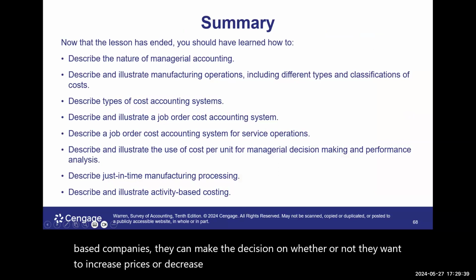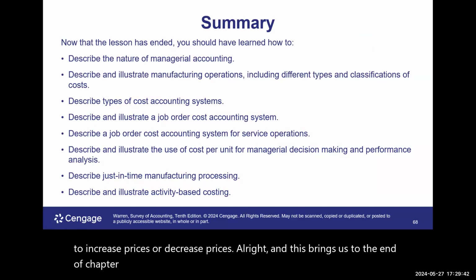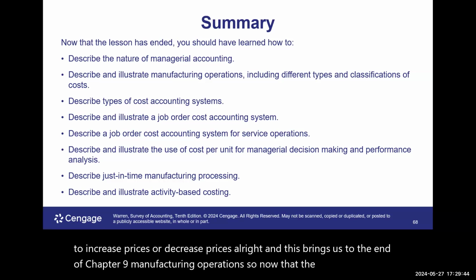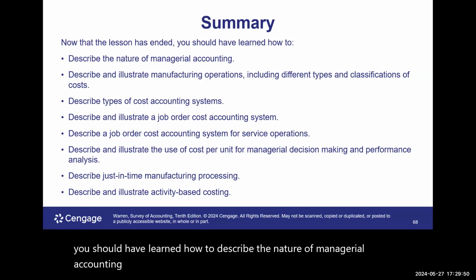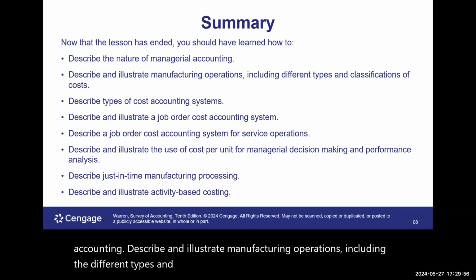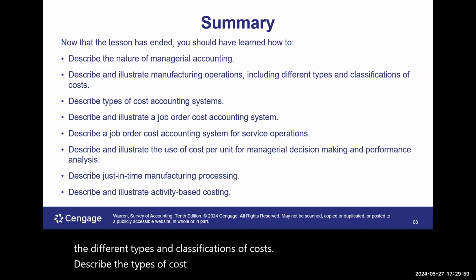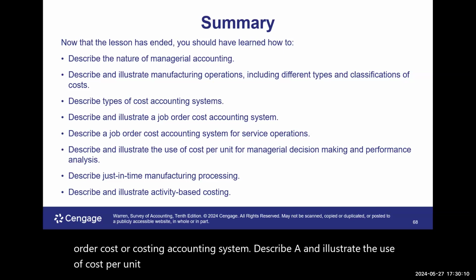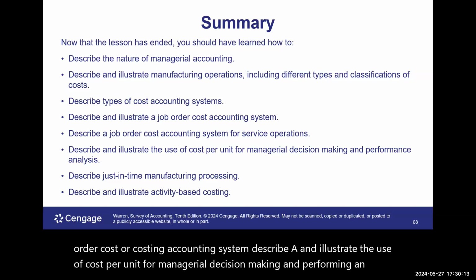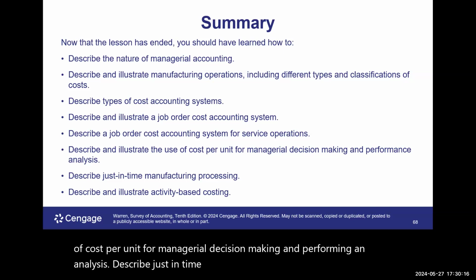All right, and this brings us to the end of chapter 9, manufacturing operations. Now that the lesson has ended, you should have learned how to describe the nature of managerial accounting, describe and illustrate manufacturing operations, including the different types and classifications of costs, describe the types of cost accounting systems, describe and illustrate a job order costing accounting system, describe and illustrate the use of cost per unit for managerial decision-making and perform an analysis, describe just-in-time manufacturing processing, and describe and illustrate activity-based costing.